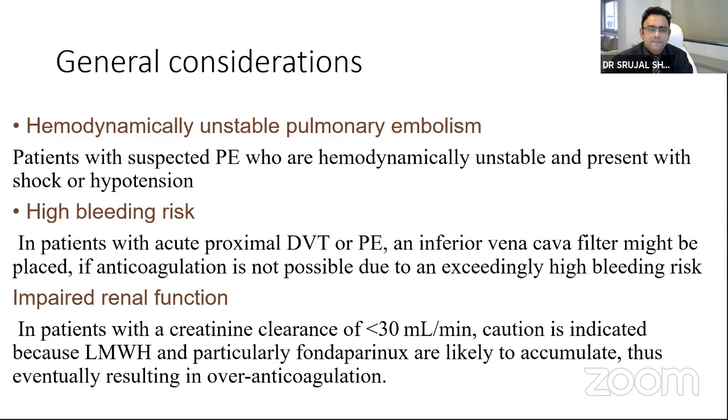Okay. So in patients with impaired renal function with a creatinine clearance of less than 30 ml per minute, caution is indicated, because low molecular weight heparin and particularly fondaparinux are likely to accumulate, as they are mostly excreted by urine. So eventually they will result in over-anticoagulation.